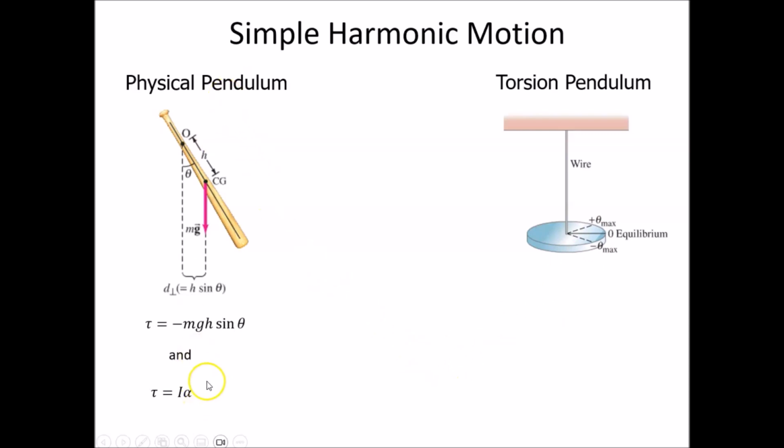For the physical pendulum, there's going to be a torque on this, and the torque is equal to negative mg, that's the force, times the distance away from the pivot point, in this case h, times the sine of the angle. Remember that torque is also equal to I alpha. For a torsion pendulum, the torque will be equal to negative k, some constant, times how far we displace it, theta. And again, remember that torque is also equal to I alpha.